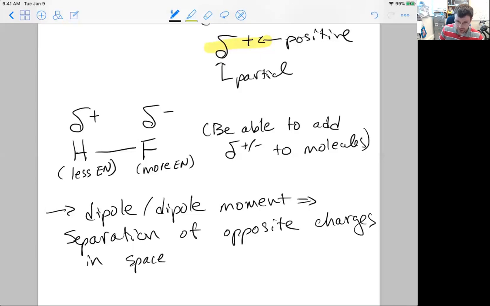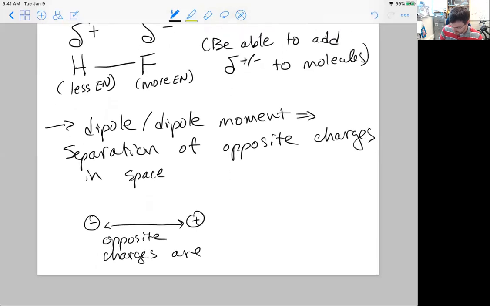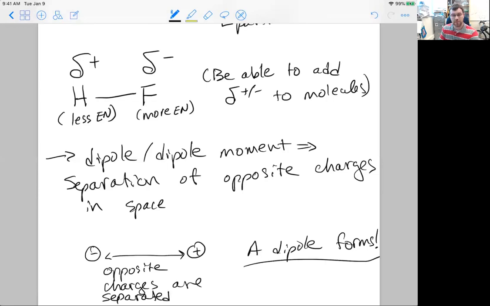Okay, so what we say is that if we take the negative and we put it over here and the positive over here, these opposite charges are separated in space. A dipole forms. So a dipole is formed when we separate our charges in space.